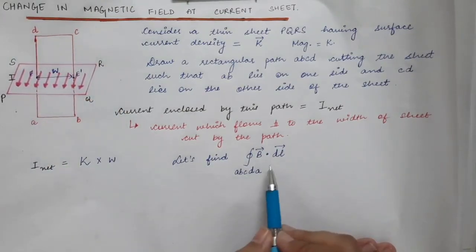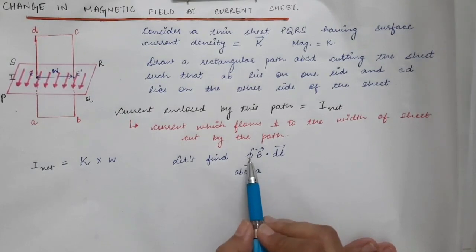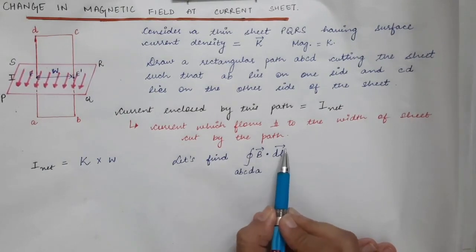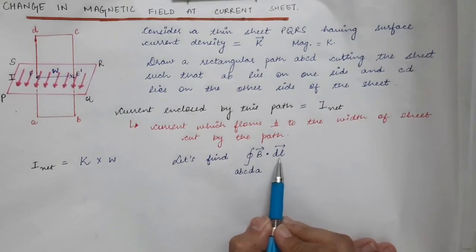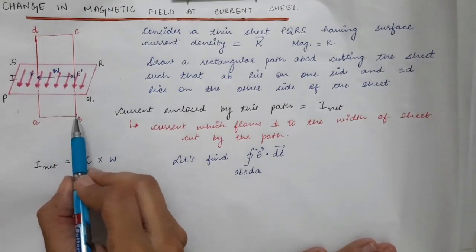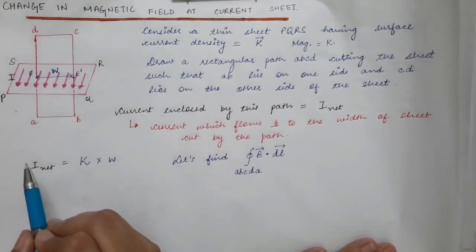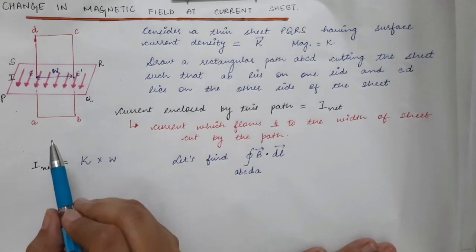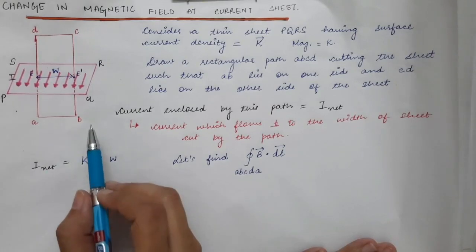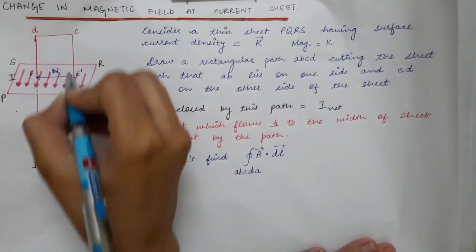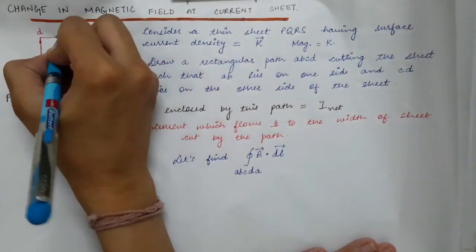Now we are going to find out the line integral of the magnetic field over this closed rectangular path. That is denoted by the closed line integral of B vector dot dl vector. So dl vector is any line element which is taken on this loop. Now in this loop we are moving in the anti-clockwise direction.